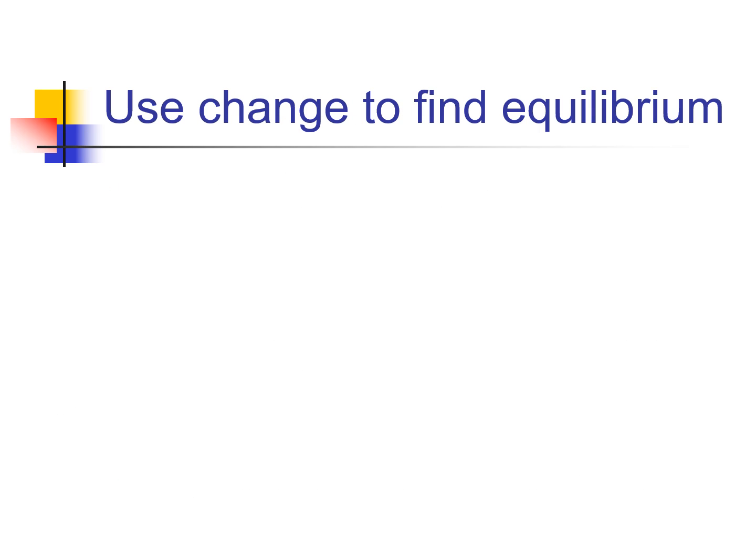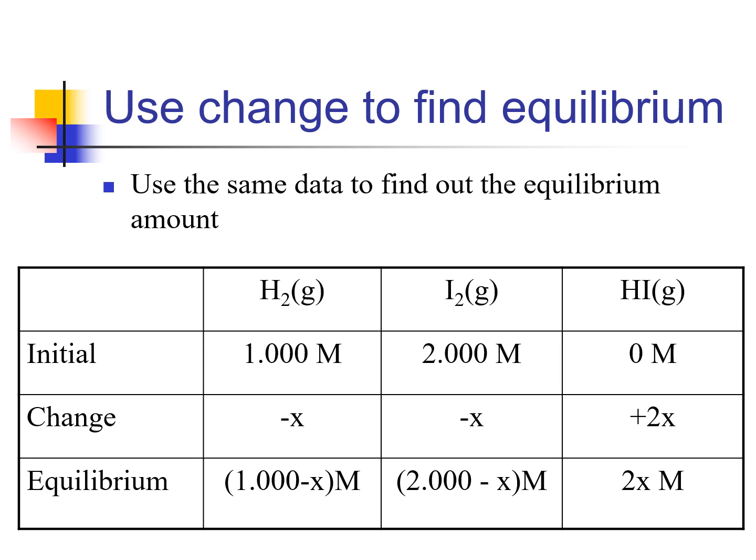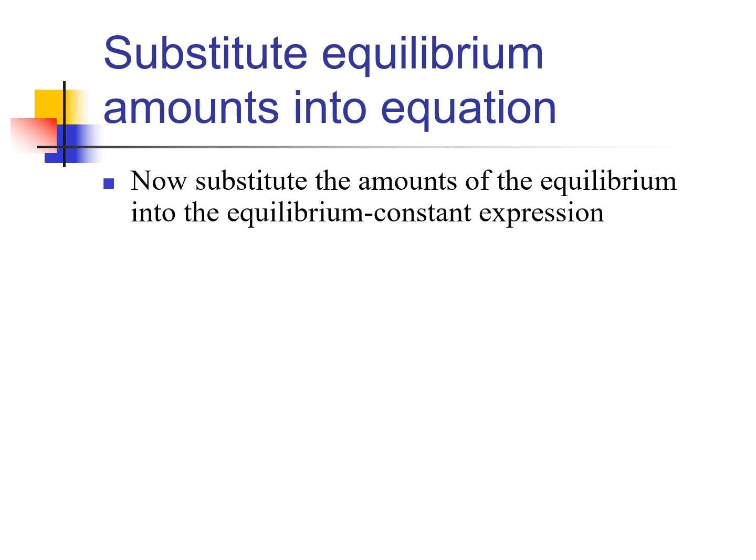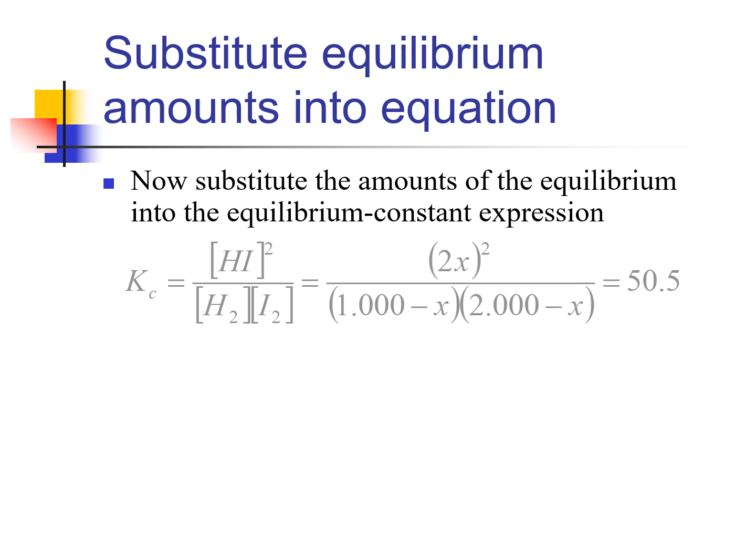The equilibrium is now just putting these together. So the equilibrium is 1 minus x for the hydrogen. 1 minus x, that's what we get there. 2 minus x. 0 plus 2x is 2x. Now, it's just algebra. Well, it's a lot of ugly algebra. So we're going to substitute those equilibrium amounts into the equilibrium constant expression.